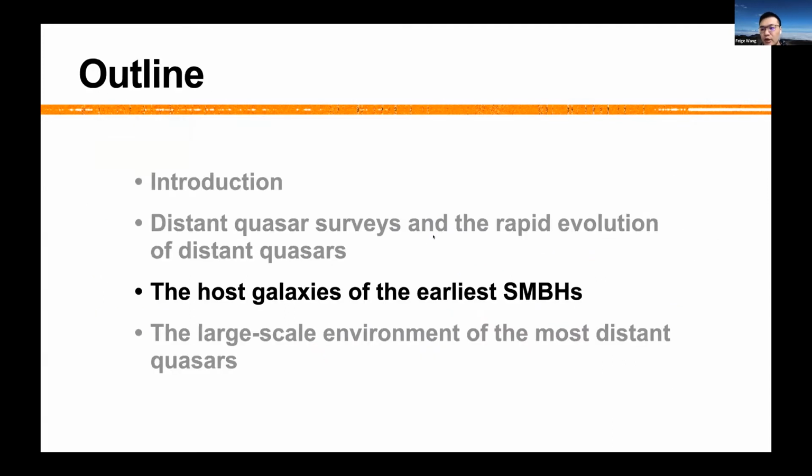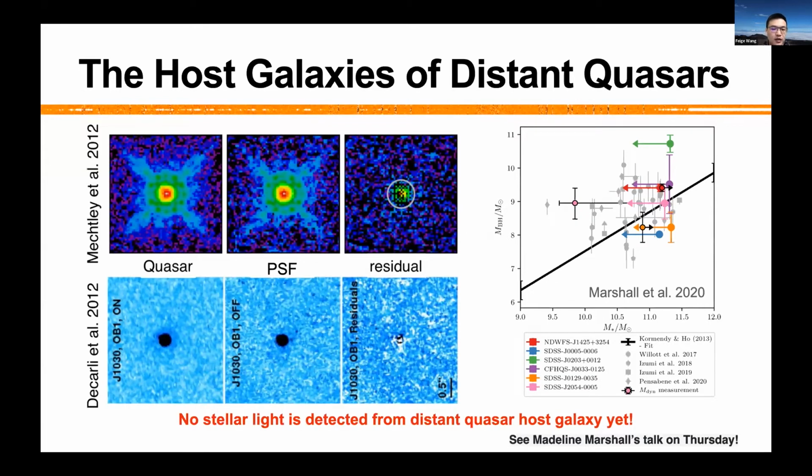Next, I want to move to a bigger scale to talk about the host galaxies of these earliest supermassive black holes. As I said, those luminous quasars are very bright, and the light is dominated by the emission from the accretion disk, which makes it extremely difficult to detect the host galaxies in the rest-frame UV. In the past decade, people have made many efforts trying to detect the host galaxies with HST, but to date no stellar light has been detected from those distant quasar host galaxies.